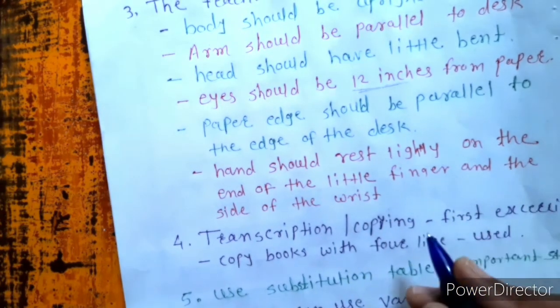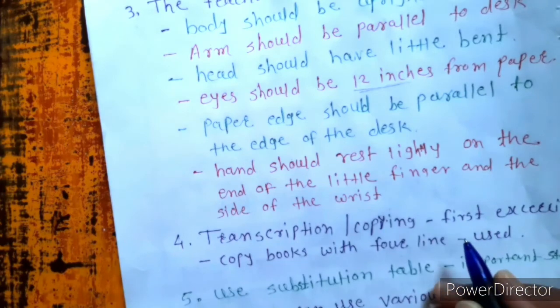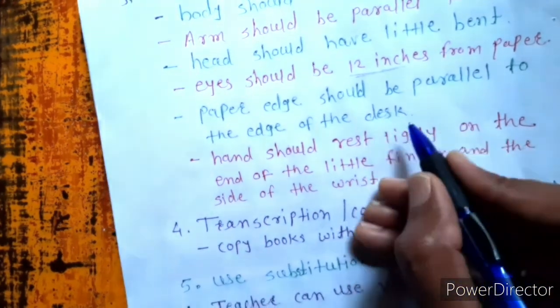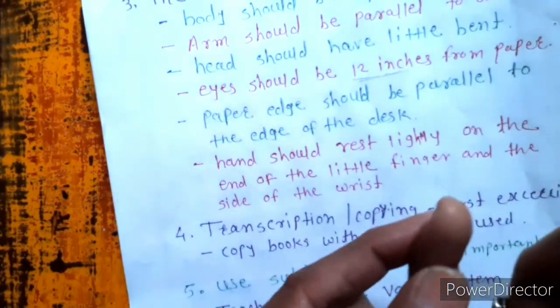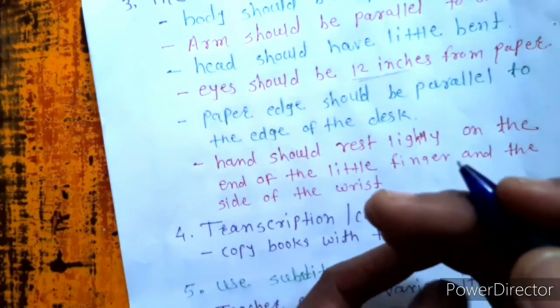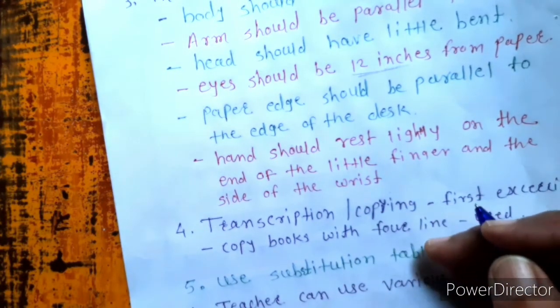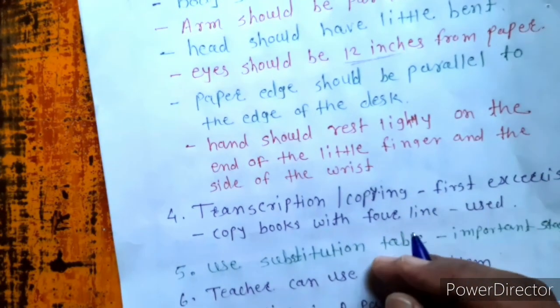Then the hand should rest on the little finger, like that position. This is the right position. Here is the little finger, and our hand rests on the little finger at the edge of the paper. Okay.